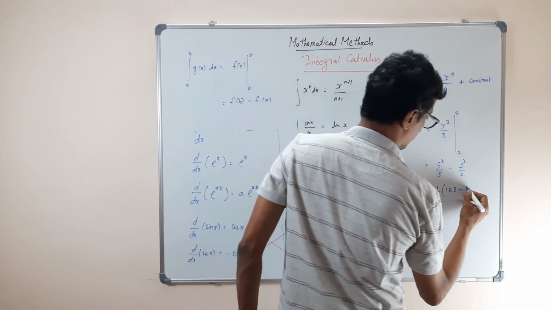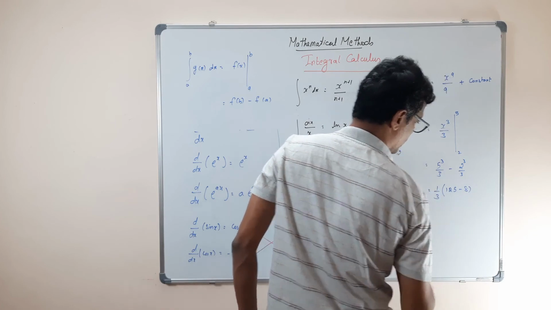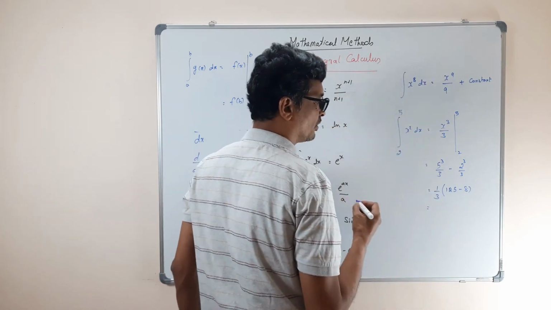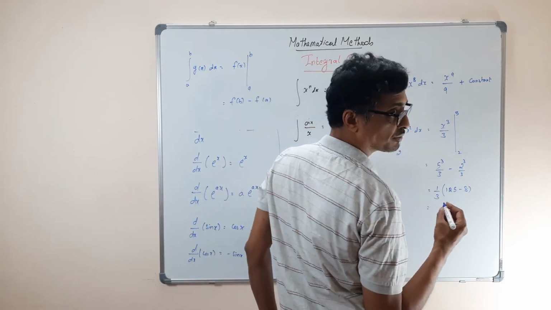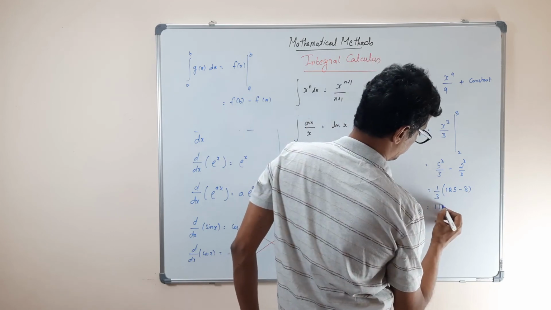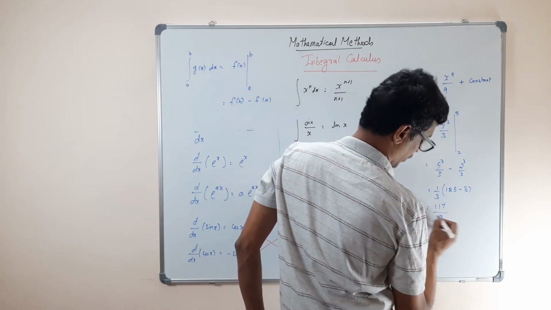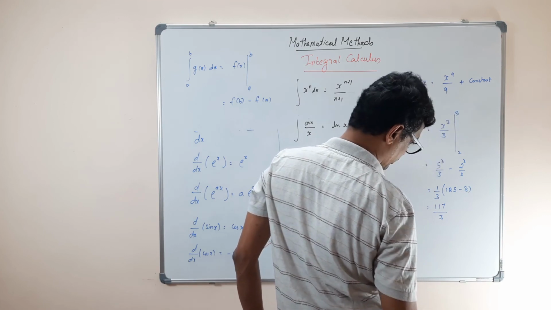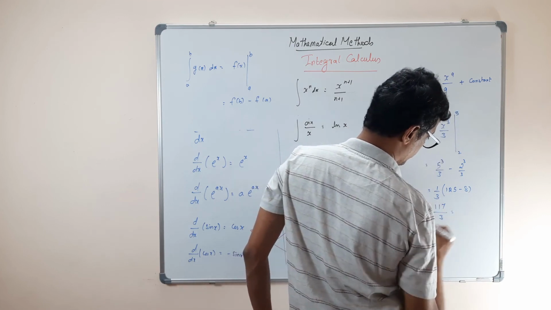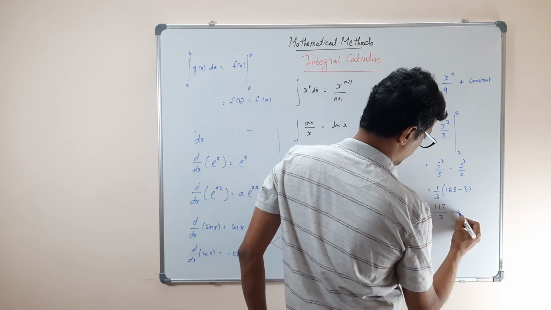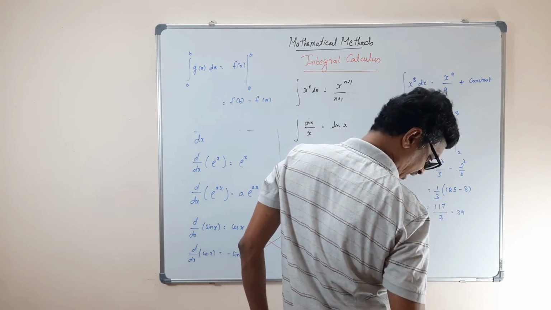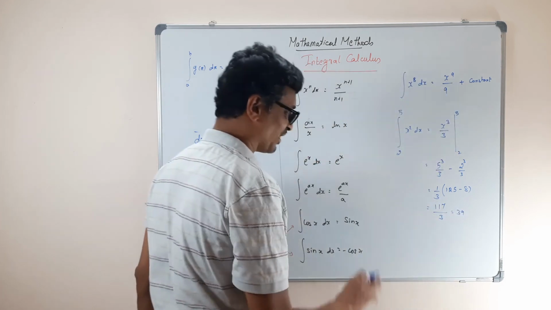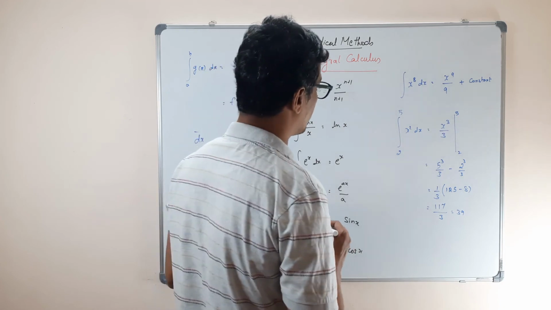So how much will it be? 1 by 3 times 117, that is 39. You can divide it. In your book, they have not even divided it. So you can do it. So this is another problem.